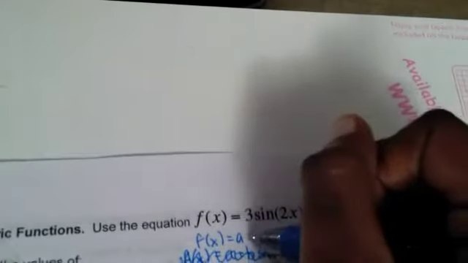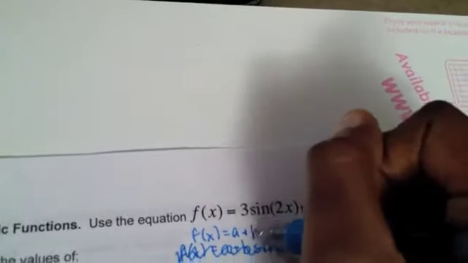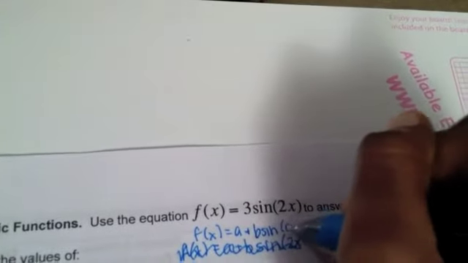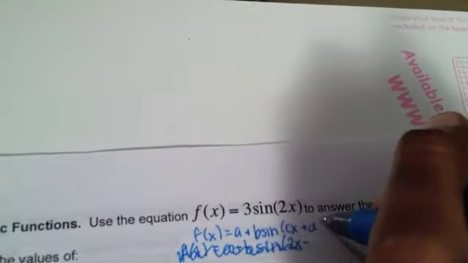Problem number 9, trigonometric functions. Use the equation f of x equals 3 times the sine of 2x to answer the questions that follow. I will begin by writing the general equation for a sine function underneath my function.